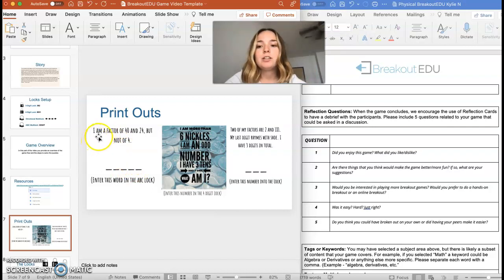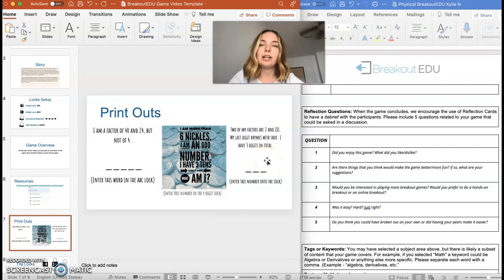So like the first one, they're working with factors, which is what this game is mostly about, is factors and multiples and place values. And it's a riddle. So it says, I am a factor of 40 and 24, but not of 4. And then on each of them, you'll notice that I put the exact places for what the actual answer is. That way it kind of helps them. It's like a little bit of a hint since they're younger kids.